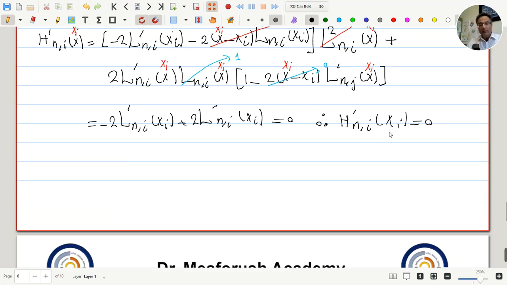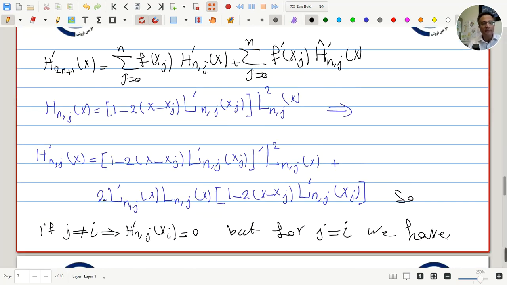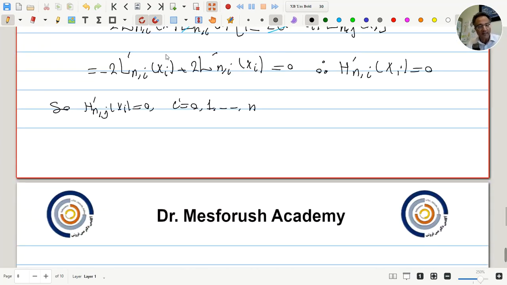So this is equal to 0, so we can get h prime n and j at xi equal to 0 for I equal to 0, 1, 2, n. Keep it. I want to use it, in fact, here. So this will be 0, and I can use it a little later. Now we have to compute h hat prime n and j.